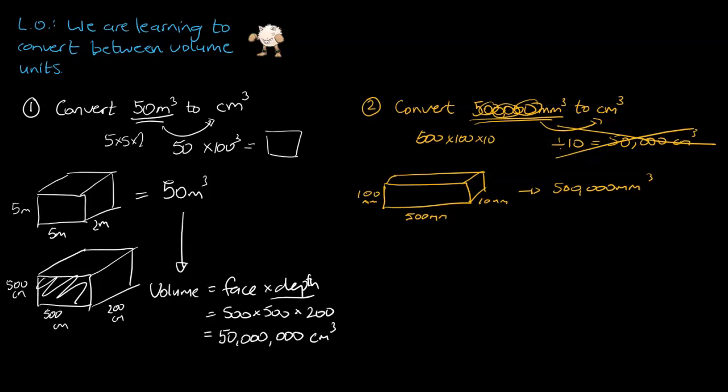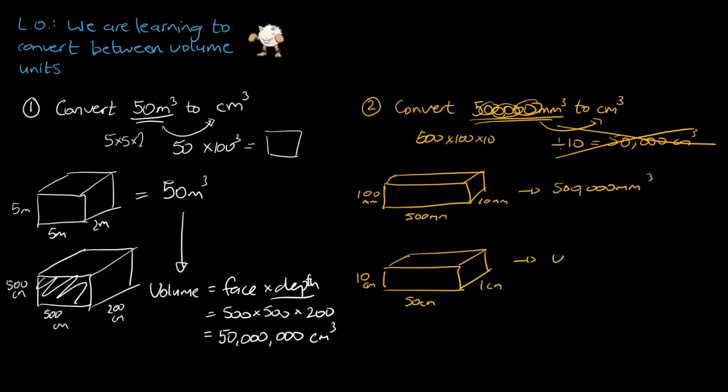We're now going to change our units into centimeters. So there's my shape. So 100 millimeters is going to become 10 centimeters. 500 millimeters becomes 50 centimeters, and 10 millimeters becomes 1 centimeter.